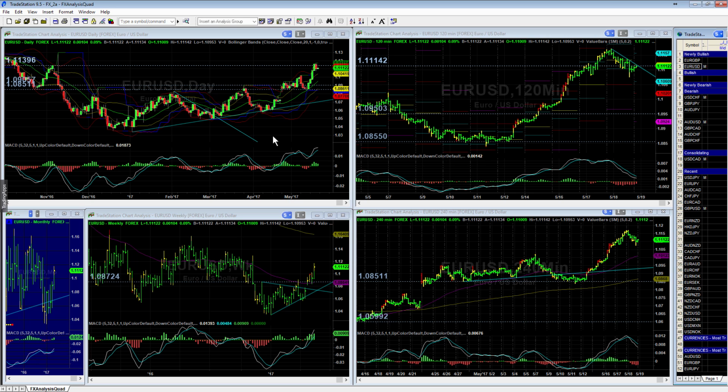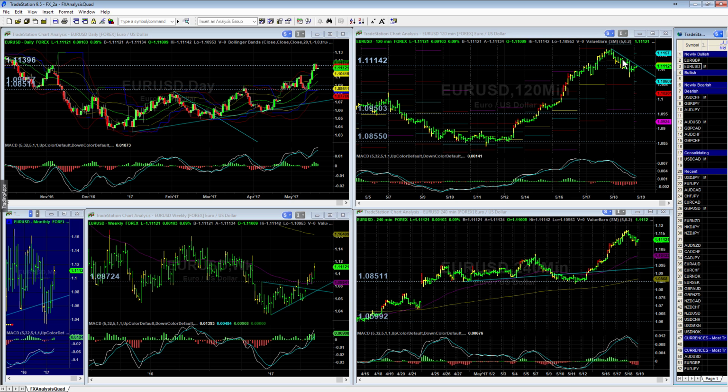For the Euro US dollar, you can see that we've made this nice run up, and we're actually stalling a little bit as we approach this previous pivot here of 1.11396 made way back in November of 2016. So we're getting almost a tweezer pattern here and a hesitation, and we'll see if we can try to move back up. Now, where's a good potential entry for this?